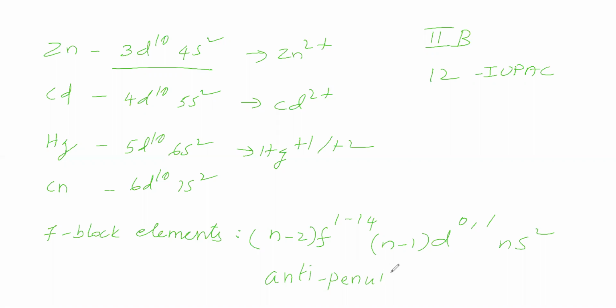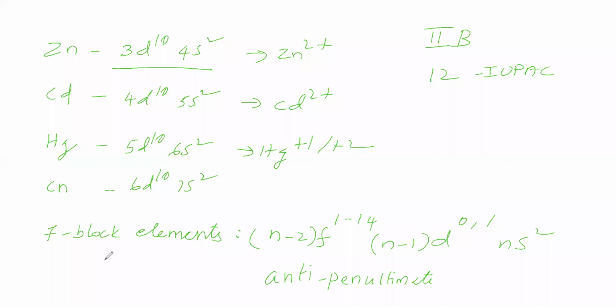This n-2 is called anti-penultimate shell. Okay. So here in this F block elements, the last electron goes to F orbital. Therefore, these are F block elements. In these, the F electrons are deeply seated inside. Therefore, these are called inner transition elements.